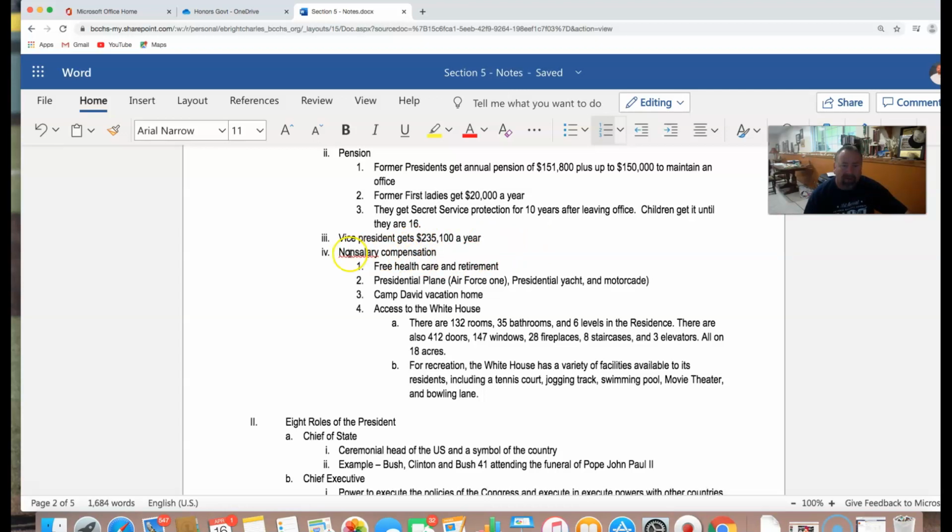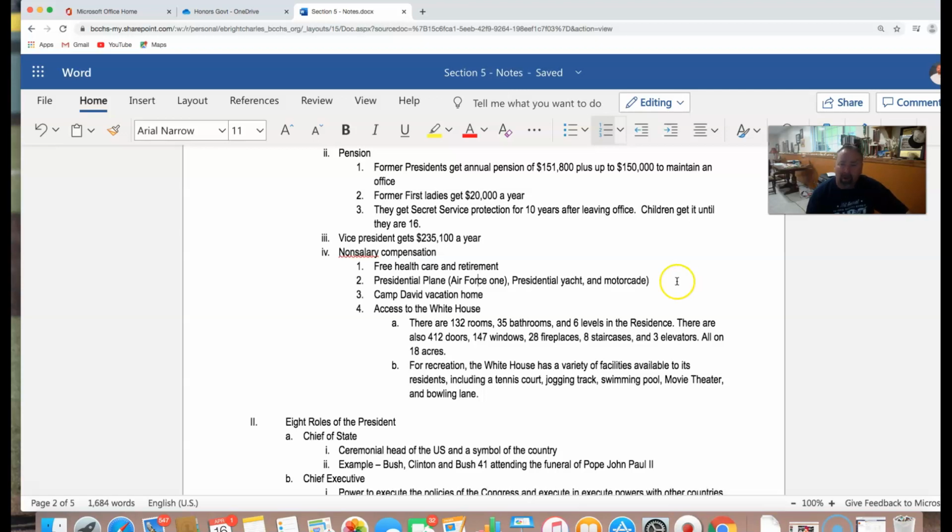Okay, non-salary compensation. The presidents get free health care and retirement. We talked about the pension. But he also has some very nice things that he gets to use while he's president, okay, including his own airplane, Air Force One, which is a great movie if you haven't seen it, by the way, Air Force One, Harrison Ford. There's a presidential yacht, okay, that goes back to Franklin Roosevelt, who loved to sail, loved to be on the water. And so there's a presidential yacht, presidential motorcade, and one thing I don't have on here is Marine One. So you have Air Force One and Marine One, which is the presidential helicopter.